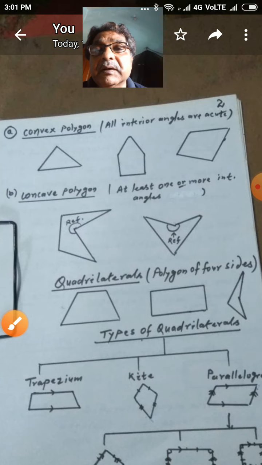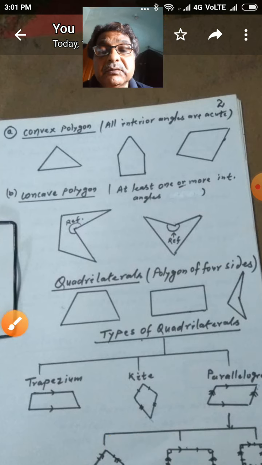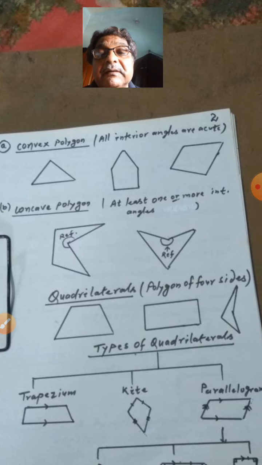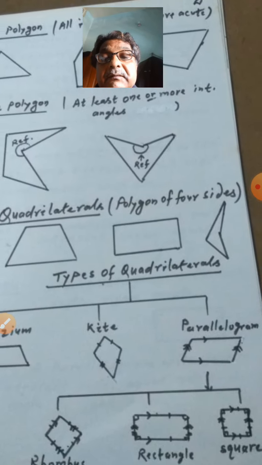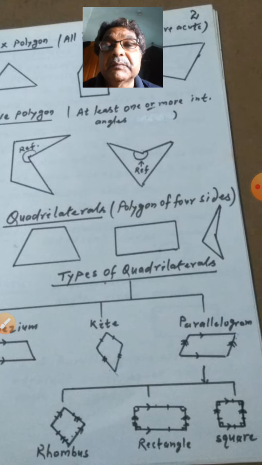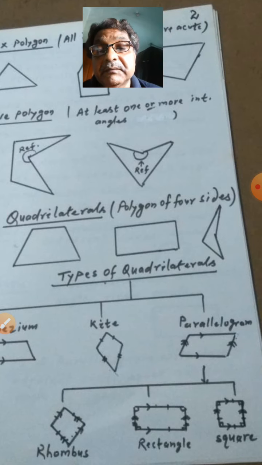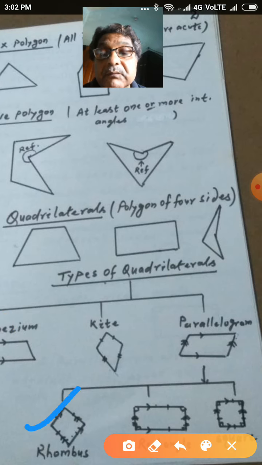Since parallelograms are again of different kinds, the parallelogram, that is a quadrilateral, in the second phase is again divided into three categories. Among the parallelograms, so many parallelograms are there, so it is again divided into three categories. Take one by one. First is known as rhombus.